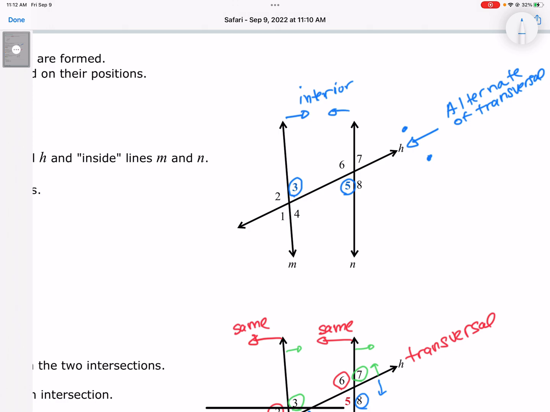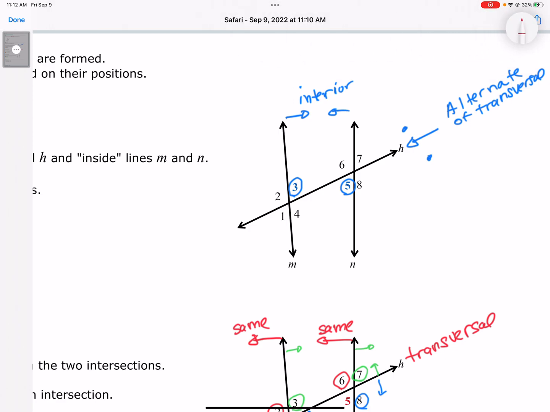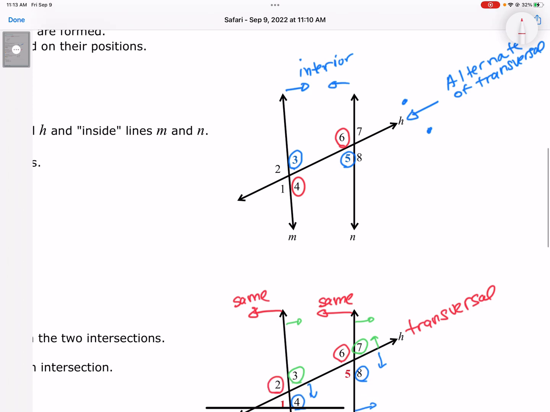So what's another pair of alternate interior angles? Alternate means one is on one side, one's on the other. Interior, they're both on the inside. So this one here, alternate, and on the inside. But one has to be on one line, and one has to be on the other line. So those are alternate interior angles, 4 and 6, and 3 and 5.